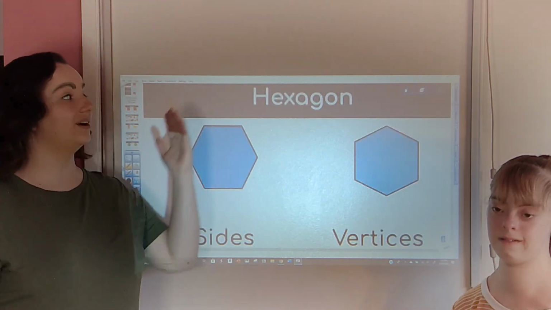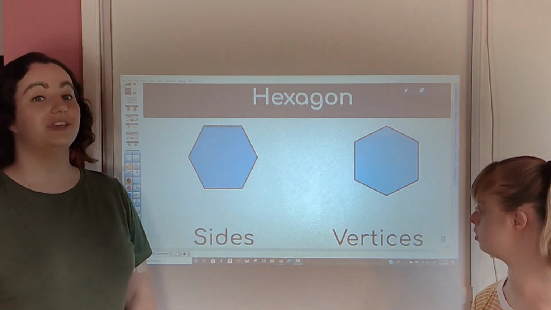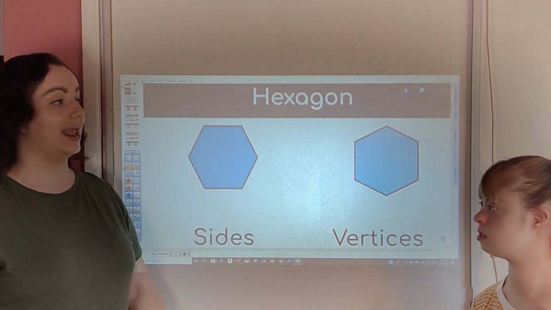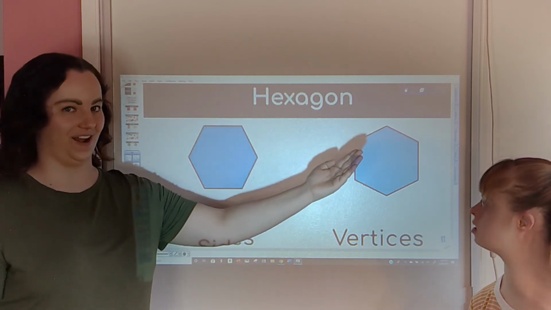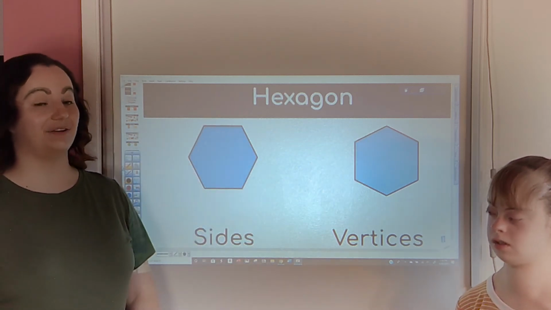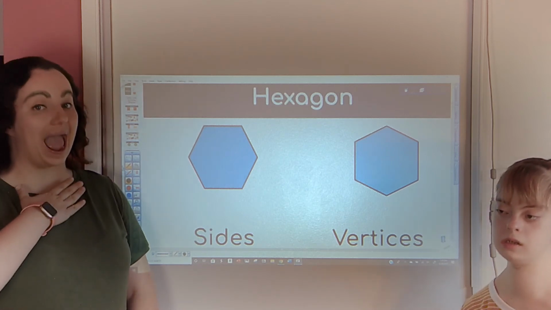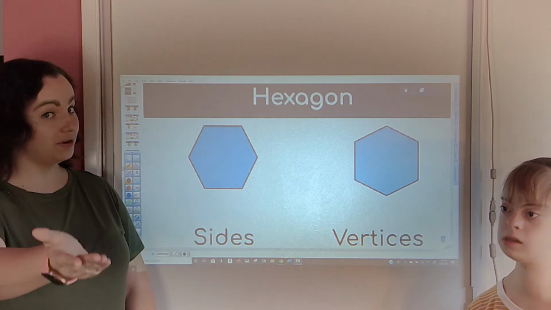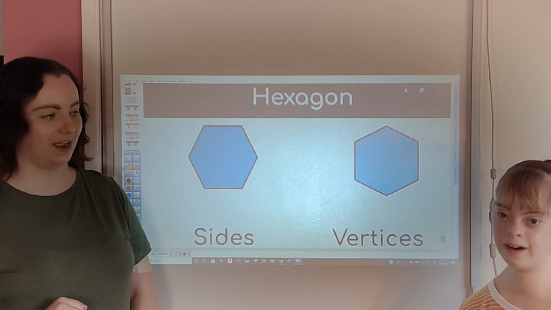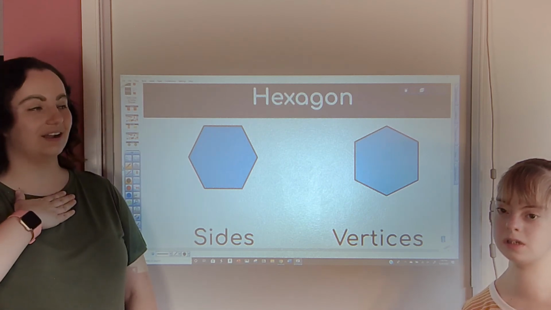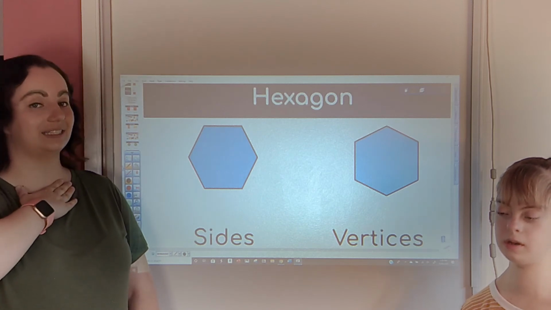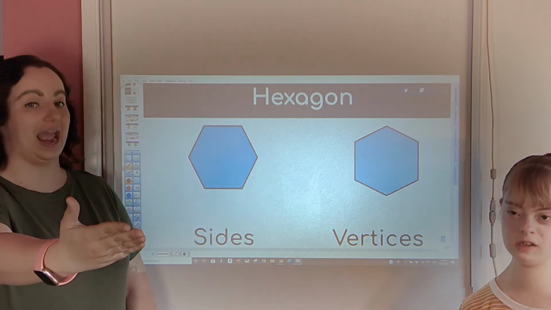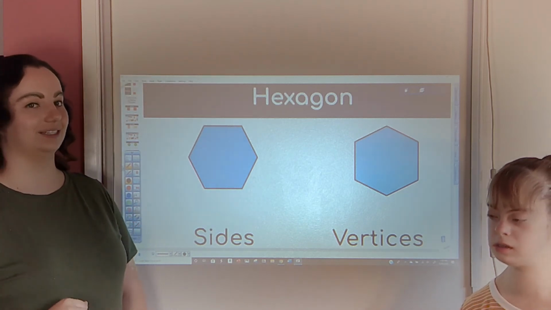Okay. Here we are with our last shape. This shape is called a hexagon. Ooh, kind of fun to say. Hexagon. Let's get used to saying that, okay? I'm going to say hexagon. I want you to practice saying hexagon. Ready? Hexagon. Good. One more time. Hexagon. Good. Nice job.